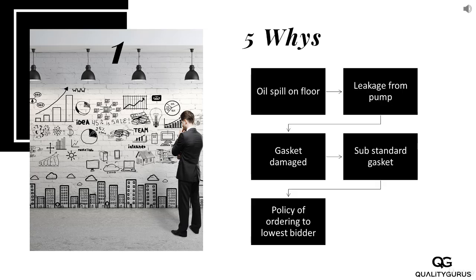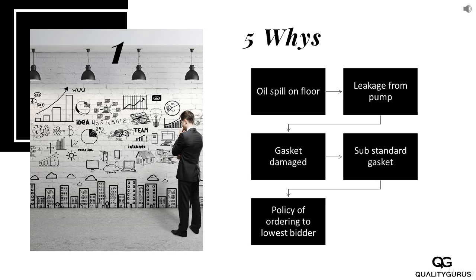So here I have an example of oil spill on the floor. So you went to the production floor and you saw the oil spill on the floor. Now you want to do the root cause analysis for that. So your first question would be, why is there oil on the floor? You might get an answer that there was a leakage from the pump. Alright, but then why was there a leakage from the pump? The answer could be there was a gasket damage.